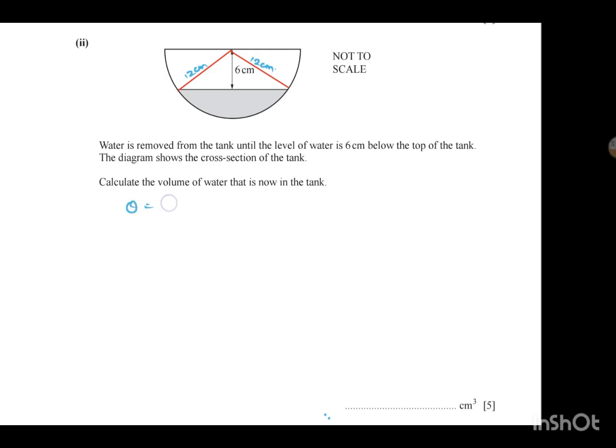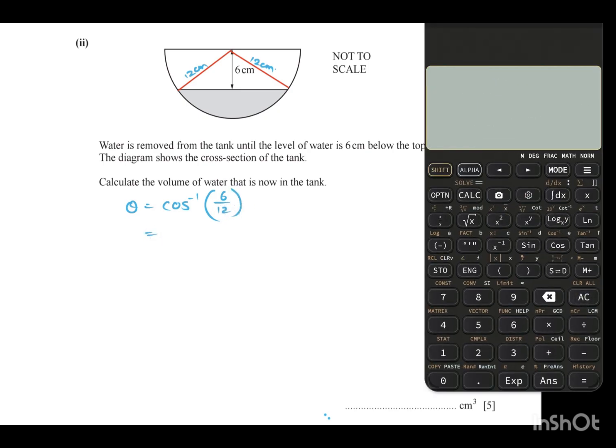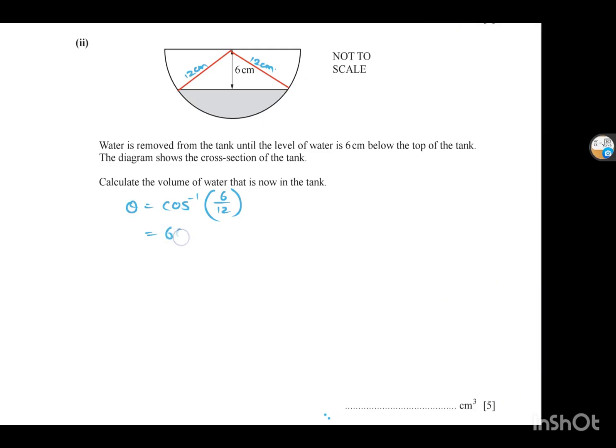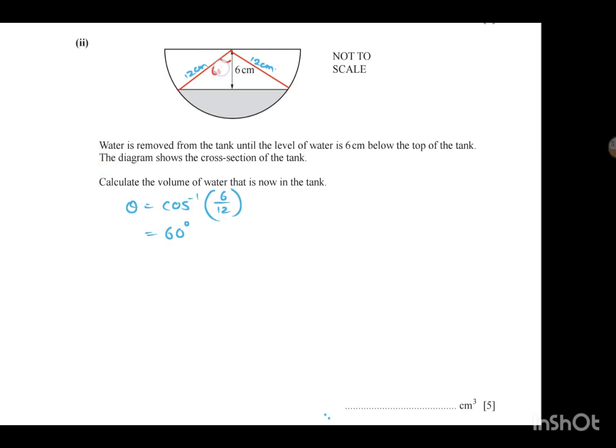Theta is equal to cos inverse of 6 by 12. So cos inverse of even half you can take here. Cos inverse of 6 by 12 is 60 degrees. So that means this is 60 and this is also 60.